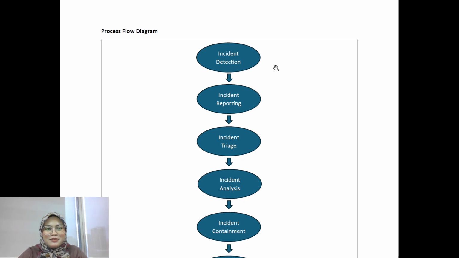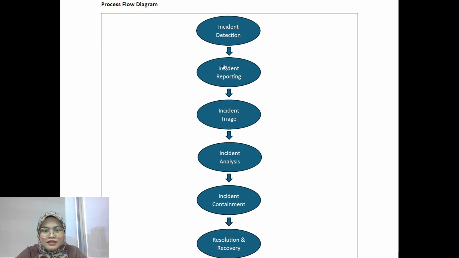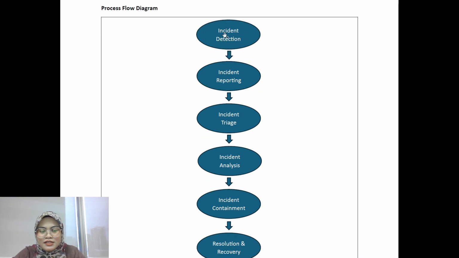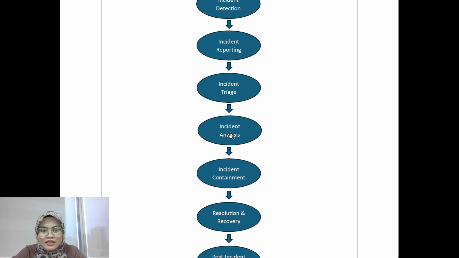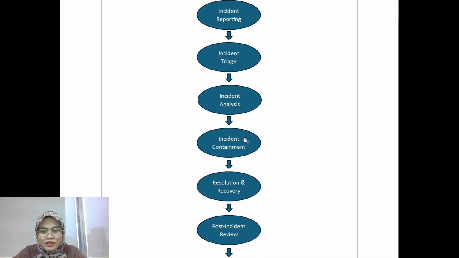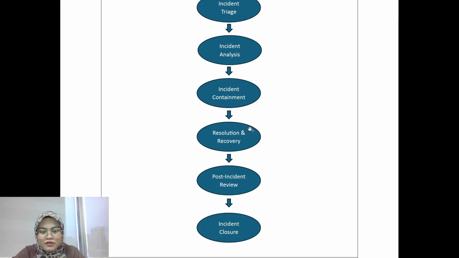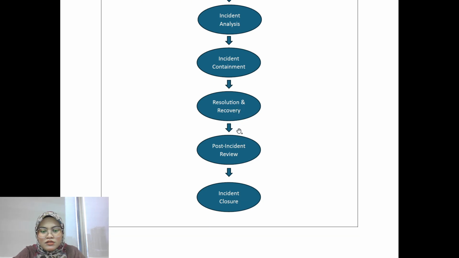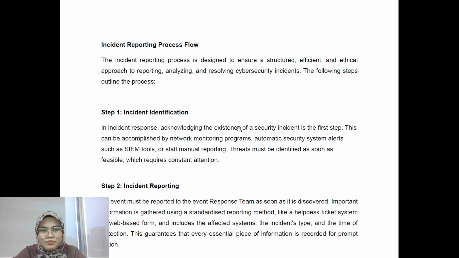Okay, so my name is SYAFIQA binti Muhammad NORIZAL, and I will continue with my part, which is the process flow diagram. This process flow diagram has 8 processes. First is incident detection, second incident reporting, next incident triage, incident analysis, incident containment, resolution and recovery, post-incident review, and lastly incident closure.